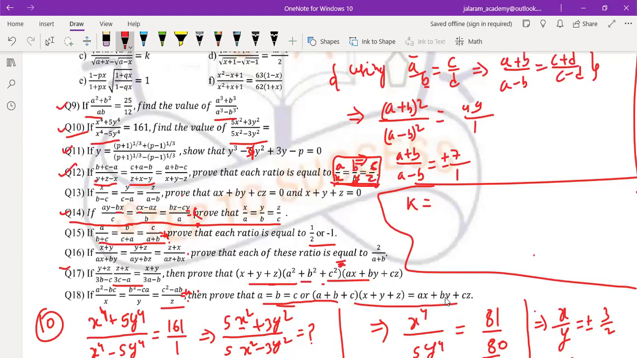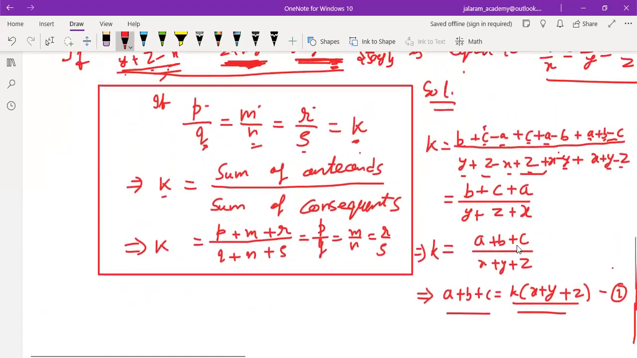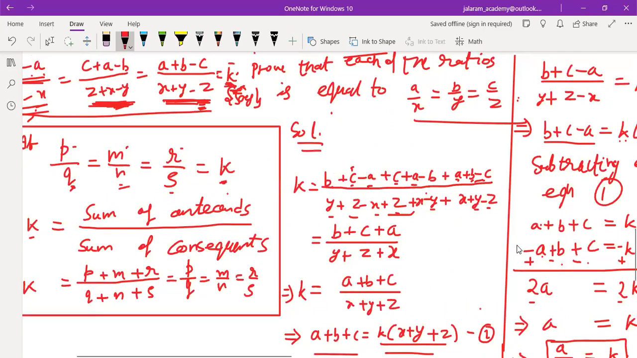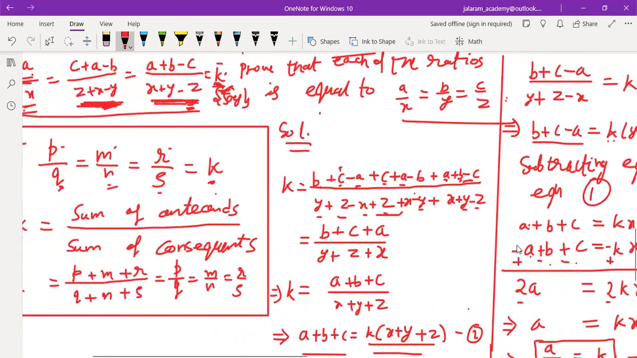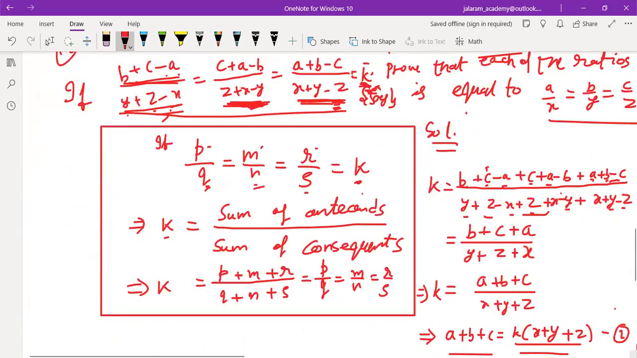Means not only the use of k equals sum of antecedents upon sum of consequents, but you should use the other methods also. They are obtained by the combination of these. Okay. So hope you all have understood the method of this k equals sum of antecedents upon sum of consequents. So I am ending today's session, and we will further discuss it in the next session.